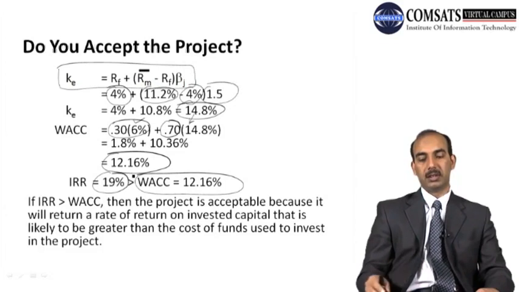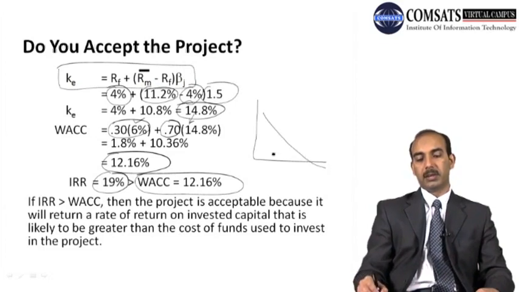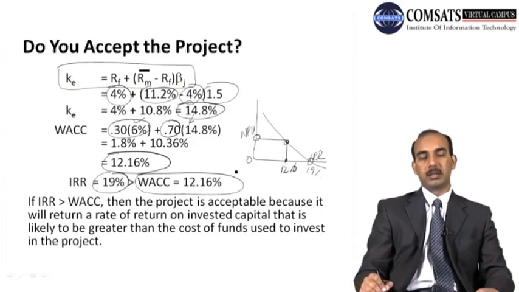So in this case, if you look at the net present value profile, you can see here that the net present value becomes zero at the internal rate of return at this point. So this is 19%, and now we calculated the required rate of return which is 12.16%. So in this case we have a net present value which is a positive figure, so the project should be accepted.